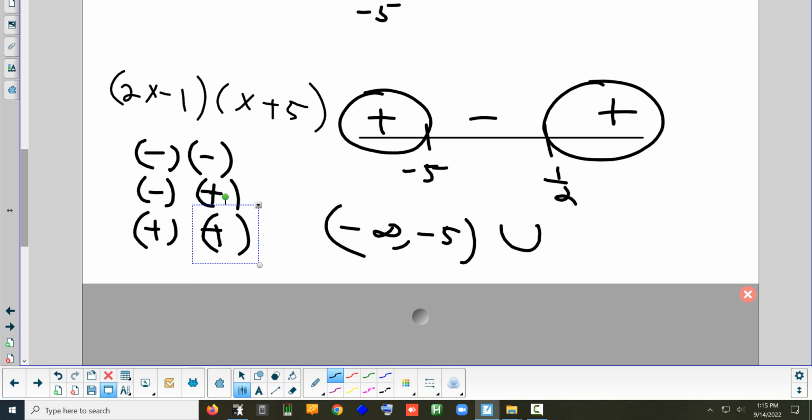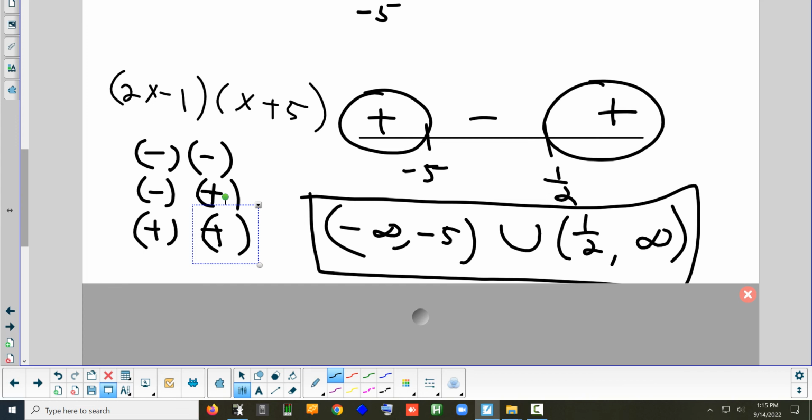Or, anyone think they could give me the other section? It would be 1/2 to infinity. Yeah, from 1/2 and up. The only place you cannot pick a number is between -5 and 1/2. That would result in a negative answer. And that's pretty much how you do a sign pattern. Okay, we'll try one more of those, but that's the idea. Any questions?